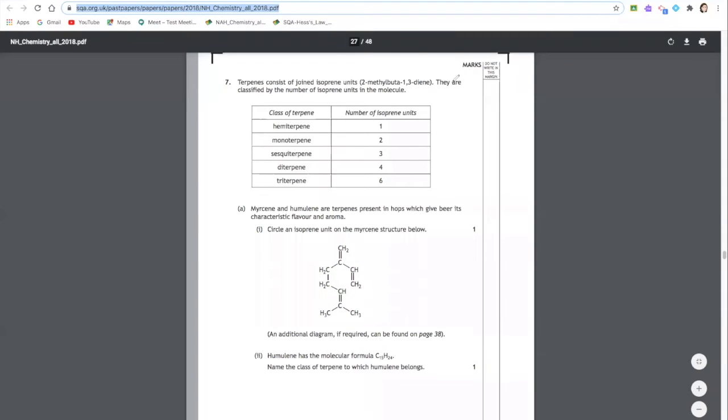So humulene has a molecular formula C15H24, meaning the class of terpene to which it belongs. The class of terpene is dependent on how many isoprene units make it up, which you can see from this table here. So if it's got 15 carbons, each isoprene unit contains 5. So 15 divided by 5 is 3, which means it would contain 3 isoprene units. So the class of terpene is this one here, which I don't even think I want to try and say, sesquiterpene.